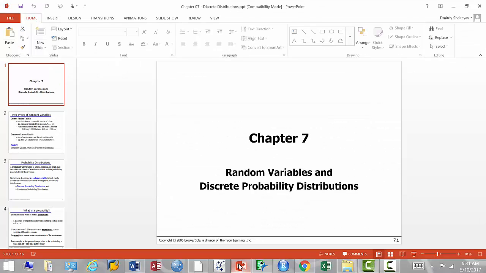All right, so let's keep going, and today we're going to discuss primarily distributions, continuous and discrete. So let's start with discrete probability distributions.